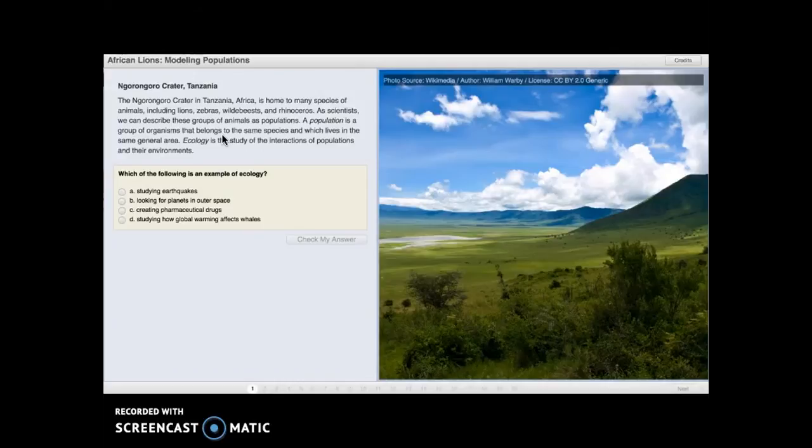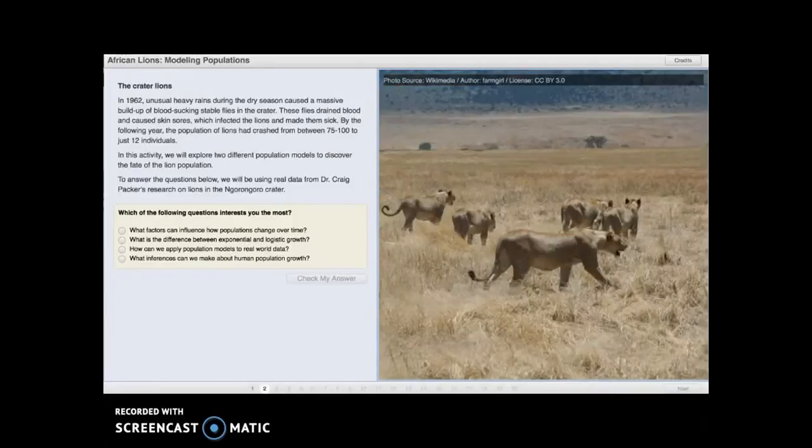Ecology is the study of interactions of populations with their environment. So which one of the following is an example of ecology? Studying earthquakes, looking for planets in outer space, creating pharmaceutical drugs, or studying how global warming affects whales? Make sure you answered the last question before you move on. You can see we're on screen 2 down here.